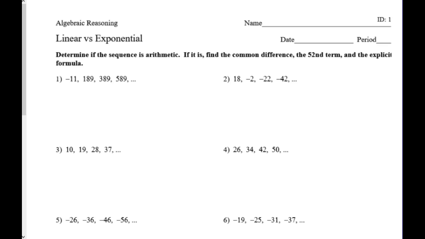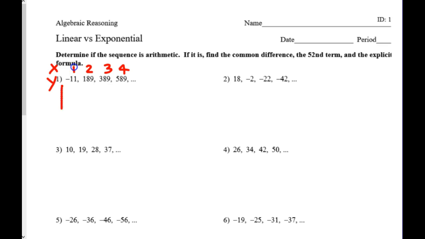Okay. So does everyone see these are not tables, right? But you can still use this in a regression. You can still get the equation using the tables. So here's what you're going to do when you're doing these problems, okay? The first one, these numbers are term 1, term 2, term 3, term 4. Okay? So think of these term numbers, those are your x values, and the actual numbers in this sequence are y values, okay? So x is 1, 2, 3, 4, y is negative 11, positive 189, 389, 589.